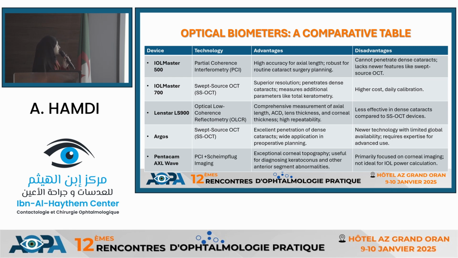The Lenstar LS900, it has very good measurements for axial length. However, it's less effective in denser cataracts. Argos also uses swept source OCT, very good in penetrating denser cataracts, but it's a newer technology and it's not very available.